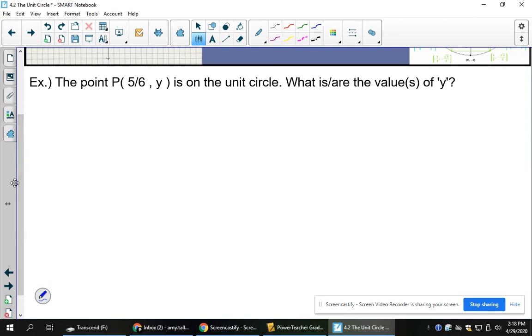Last question. The point 5/6, comma, y is on the unit circle. What are the value or values of y? In the question itself, there is a huge hint. We're saying this is either singular or plural. That means that there could be one answer or possibly two answers. That means when we do the algebra, we really need to think about whether we can have two answers from this. So let's think about that as we try and sub this into our equation.